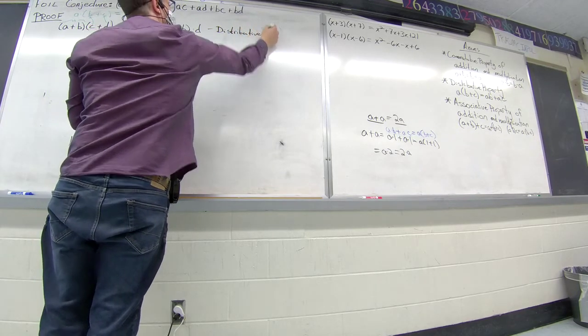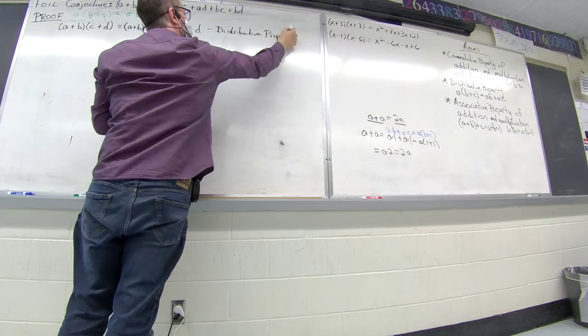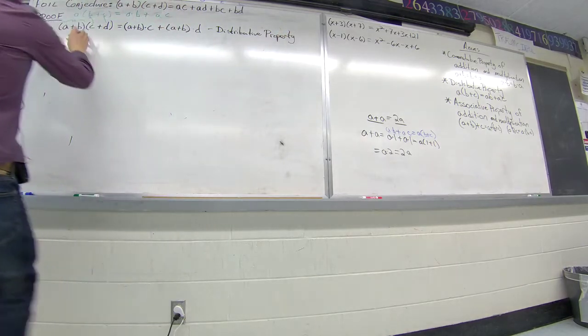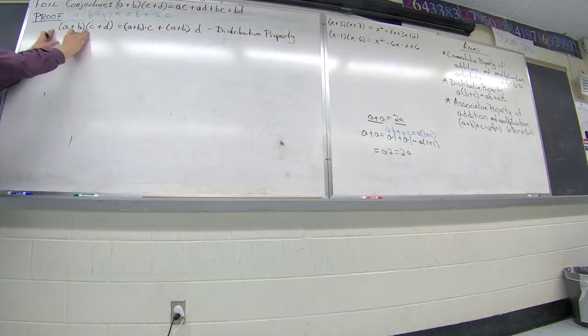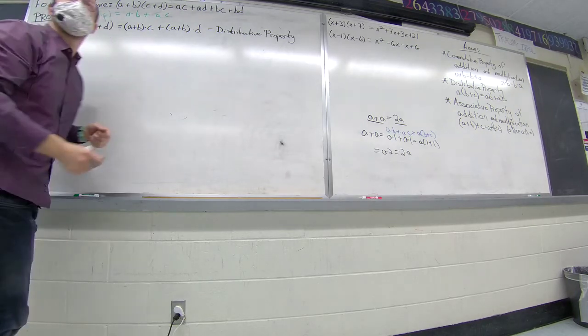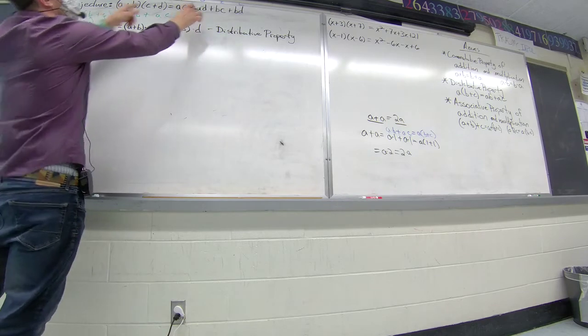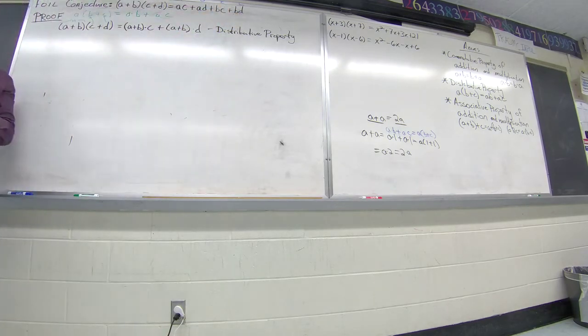All I'm doing is following the rules of what the distributive property says. When you have an expression out in front of the parentheses, you can distribute it inside the parentheses. The thing out in front of the parentheses is A plus B. The thing inside the parentheses is C plus D. So I'm distributing A plus B to the C and then to the D. Are we done? Is this the same as this? No, it's not the same.